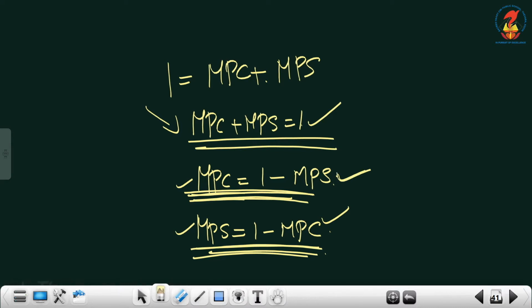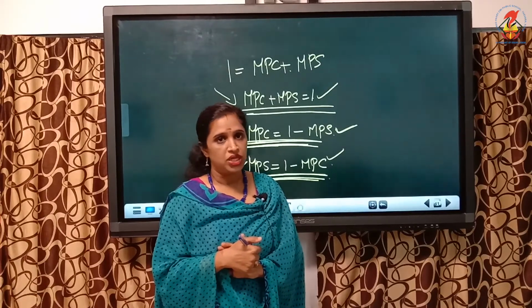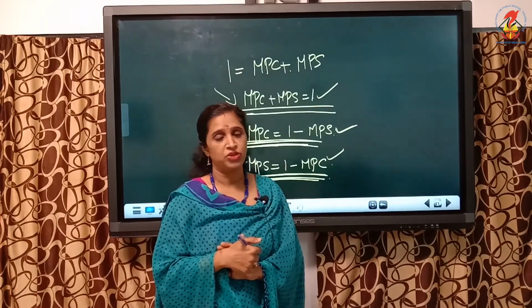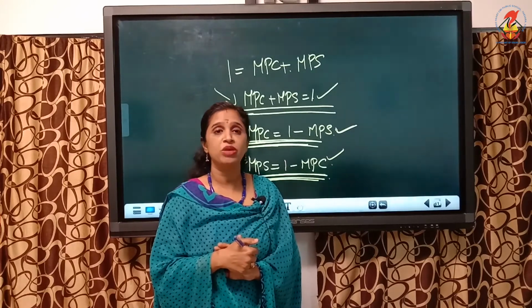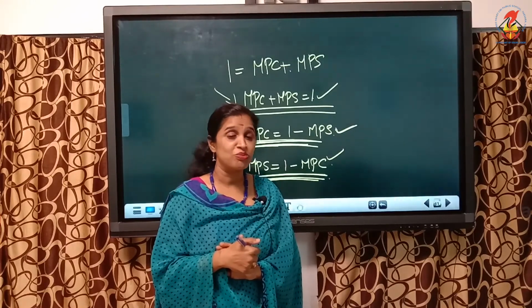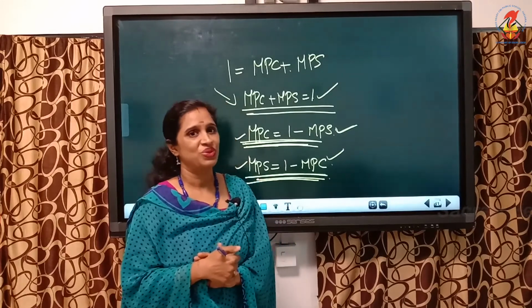This is all about the relationship between MPC and MPS, APC and APS. So always keep in mind, the sum of APS and APC is 1, the sum of MPC and MPS is 1.